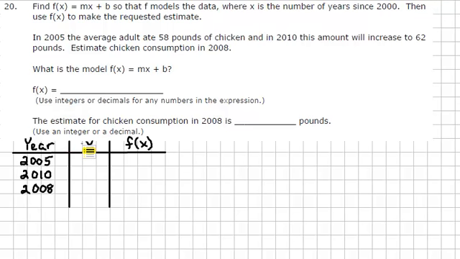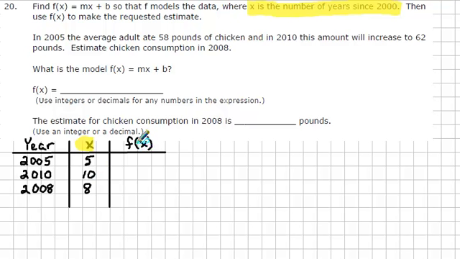To fill in the x column, we need to understand the meaning of x. It says that x is the number of years since 2000. Well, 2005 is 5 years since 2000. 2010 is 10 years since 2000. And 2008 is 8 years since 2000.